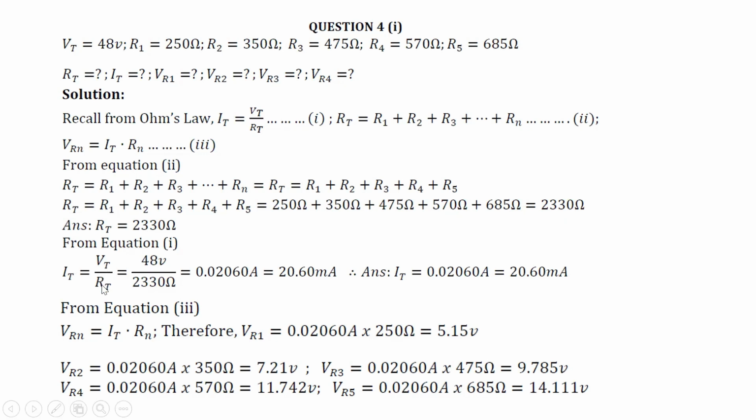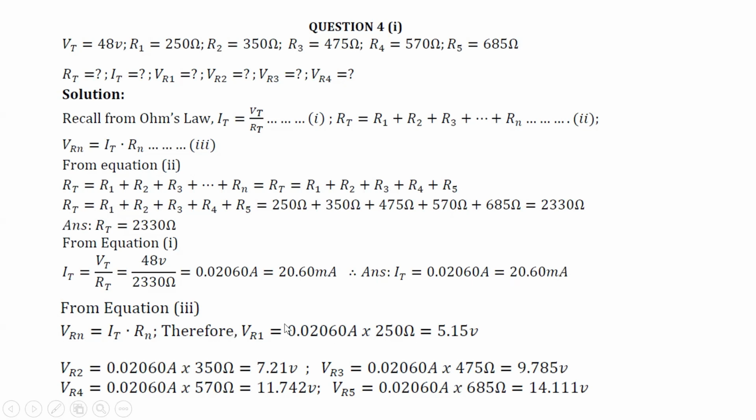Then from equation 1, we will have that our total current is equal to total voltage over total resistance. That will give us 48 volts over 2,330 ohms, which is equal to 0.02060 ampere. And we can say it's 20.60 milliampere. So this is our total current.